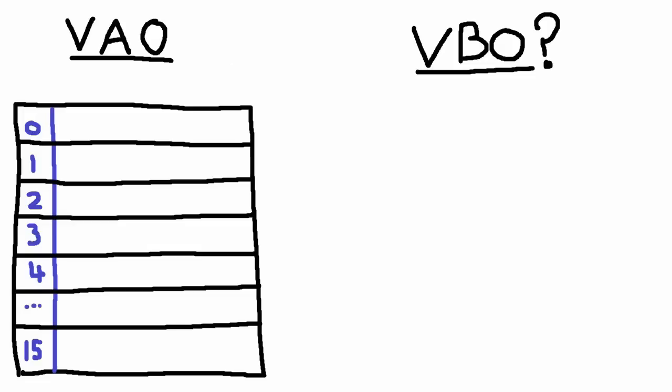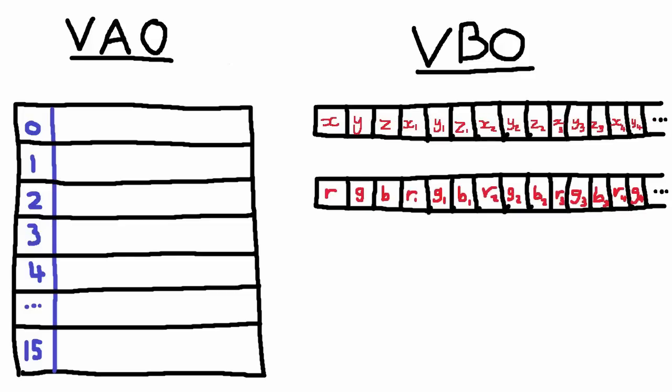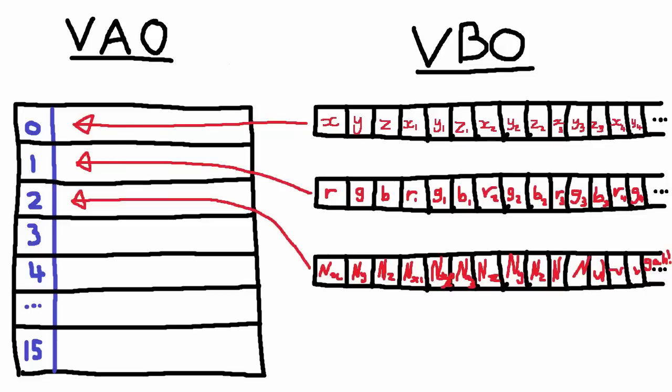So what's a VBO? This is very simple. A VBO is just data. You can see it as pretty much just an array of numbers. Very simple. And this data could be anything. It could be positions, colors, normals, or whatever. And each VBO can be put into a separate attribute list in the VAO.